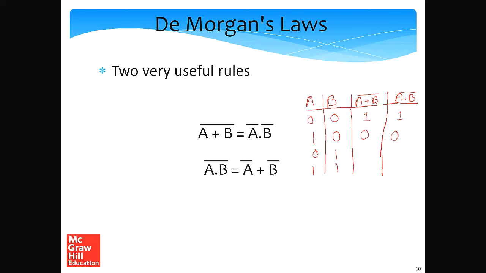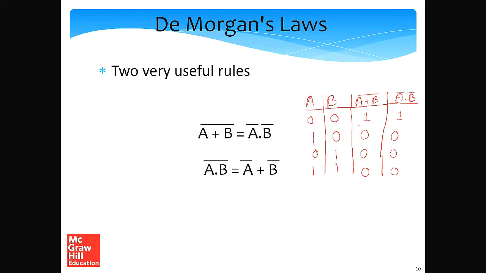So A is 0, B is 1, A or B is 1, 1 complement is 0. A is 0, 0 complement is 1, and B is 1, the complement of 1 is 0. Any number ANDed with 0 is 0. So we write it over here. Now let's consider the last row. A is 1, B is 1, A or B is 1, 1 complement is 0. Similarly, here we have the complement of A is 0. So it doesn't matter what the value of B is, the result is 0.